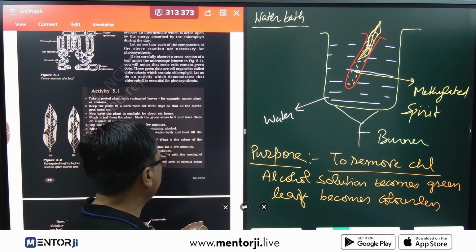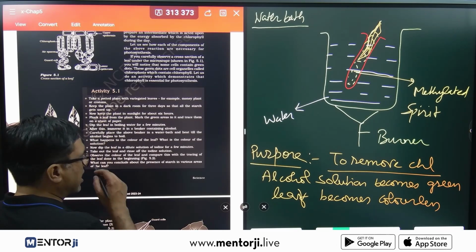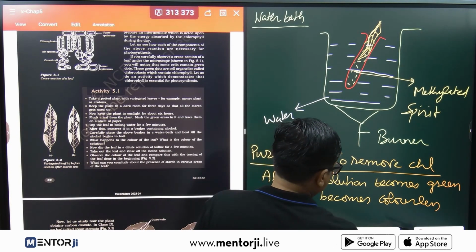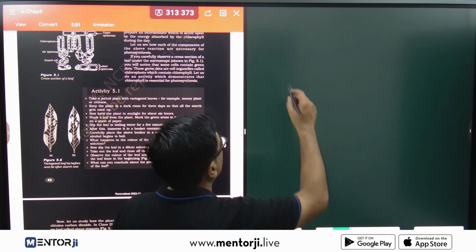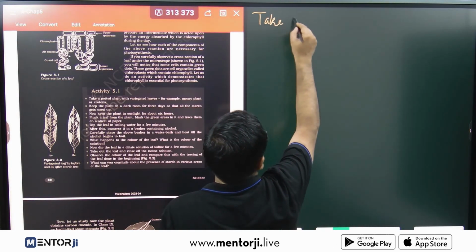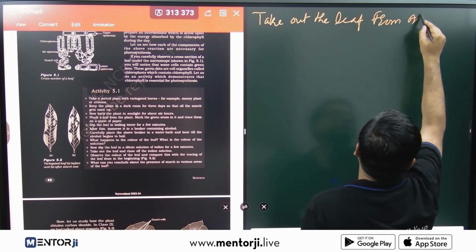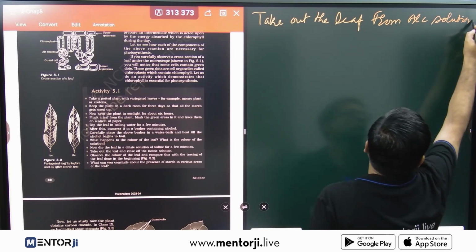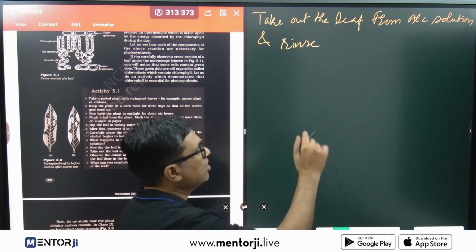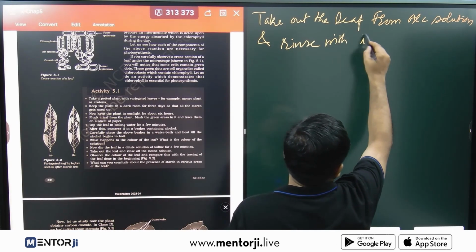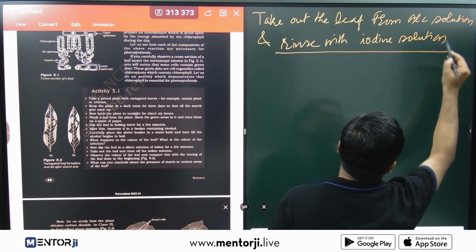I just told you the leaf becomes colorless. What is the color of the solution? The solution becomes green. Now what is next? Next we take out the leaf from the alcohol solution and rinse it with iodine solution. Rinse means to wash. We wash this with iodine solution.